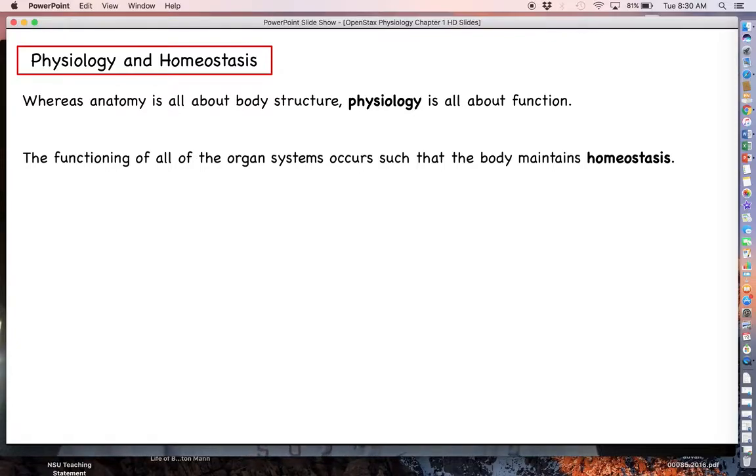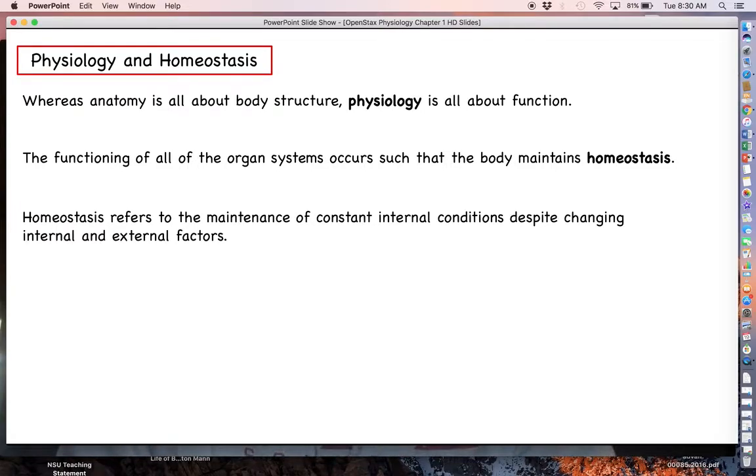Now, homeostasis is a word that I am sure you have heard a lot, but what exactly does that mean? Homeostasis is all about maintaining constant internal conditions, even though the natural inclination is that things want to change. Both internal and external factors are always going to cause things to change. Things like your body temperature, the amount of glucose in your blood, the amount of sodium in your blood, your heart rate, how much water is in your blood.